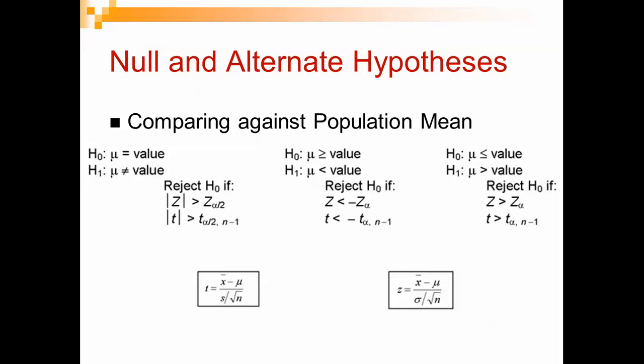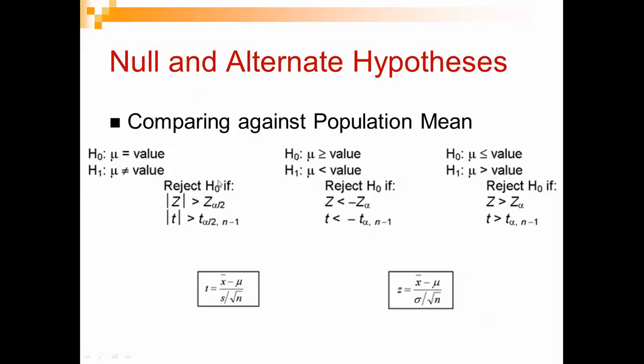Here are a few examples of null and alternate hypothesis where we're comparing against the population mean. And in the first example here, we have a two-tailed test, and you can tell because we're using the equal sign and not the inequality sign. And so we have the null is that the mu, or the population mean, is equal to whatever value we use, whatever we come up with. And then our alternate is that the mu is not equal to that value. And then we point out here that the subscripts indicate that they're the critical values.